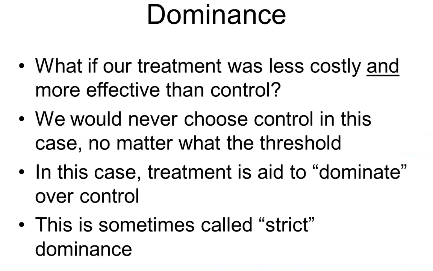So the other important concept is what economists tend to call dominance. So what if our treatment, so far I've given you an example where the treatment has both a higher cost and has a higher effect. But it might be the case where our treatment is less costly and more effective than controls. And we would never choose the control in this situation, no matter what the threshold. So in this case, the treatment is said to dominate over the control. And this is sometimes called strict dominance.